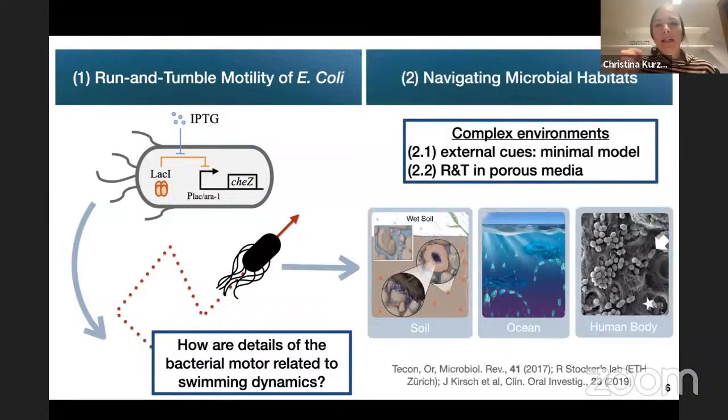And in the second part, I will move towards the idea that microorganisms, in fact, usually don't move in dilute environments, but they interact with their natural habitats. And I'll focus on two aspects. The first one is external cues that can change the swimming direction of the cells, and I'll show you a minimal model on that. And in the second part, we'll talk about run and tumble behavior in porous media, which adds to what I'm sure Tapa has shown you already.